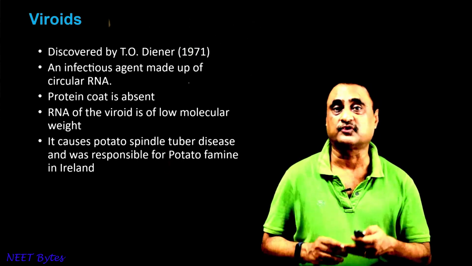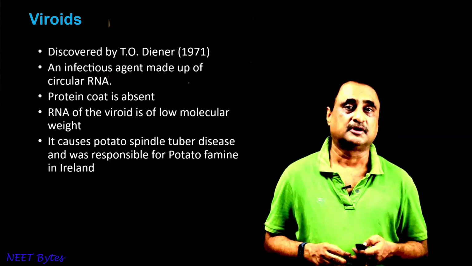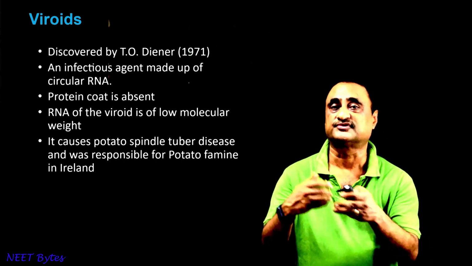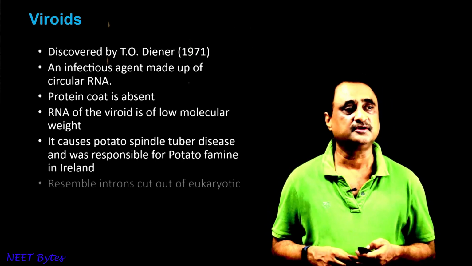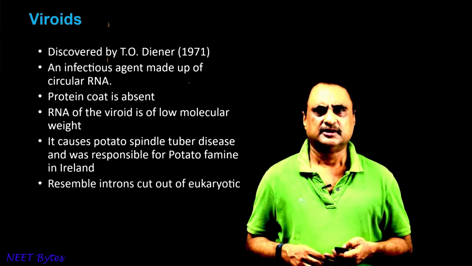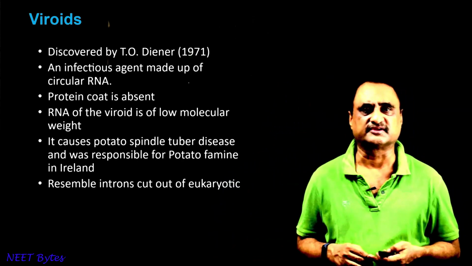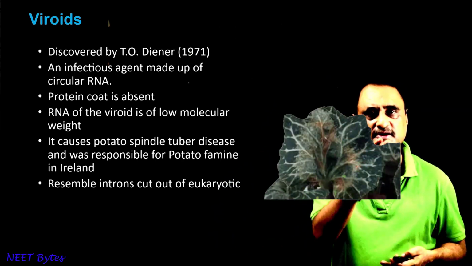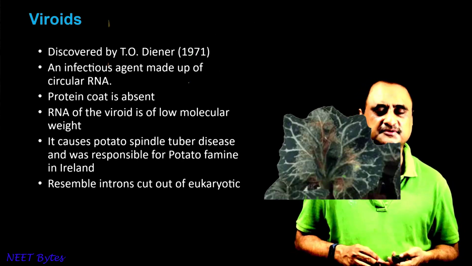It is also responsible for the potato famine of Ireland, the famous potato famine, which occurred due to destruction of the potato crop, right? So that was about the viroids. In some way, it resembles introns cut out of eukaryotic cells, right? So you can see there, that is the structure. This leaf is actually infected by viroids.